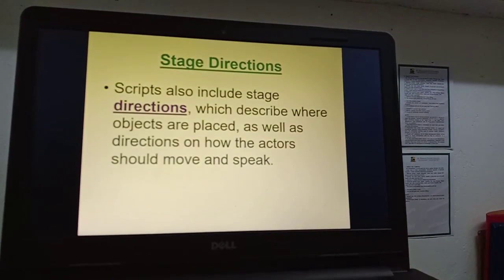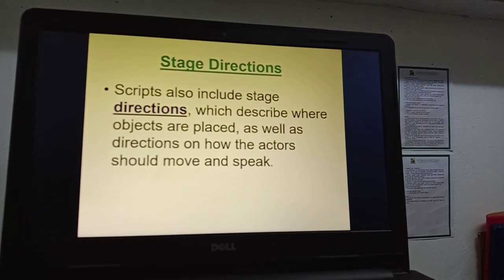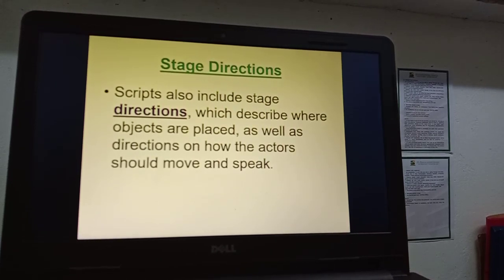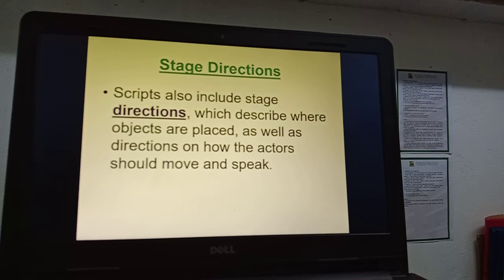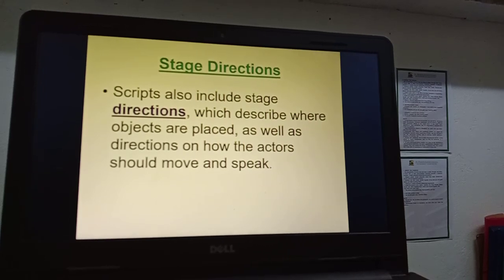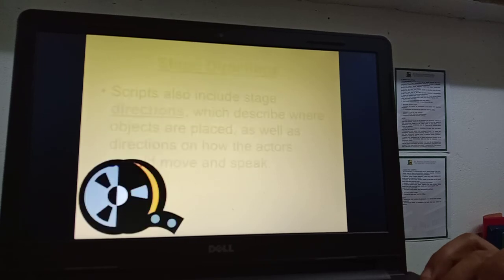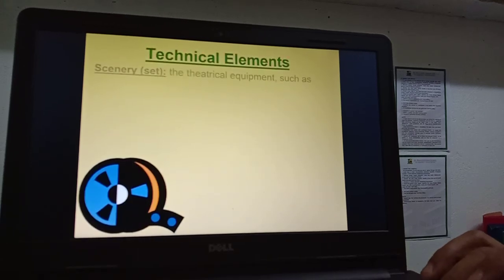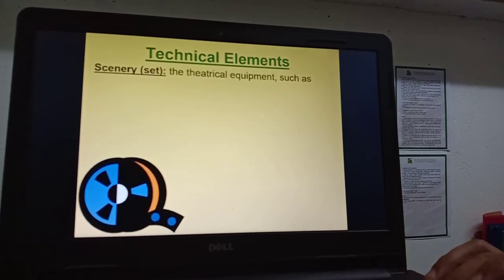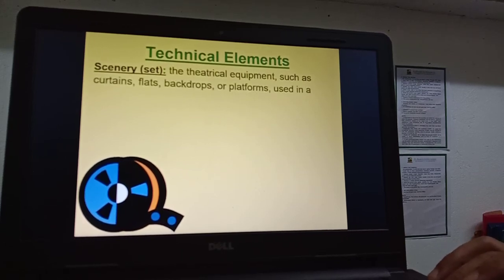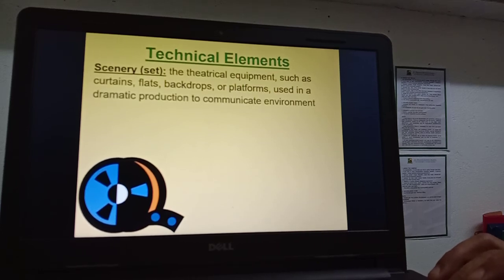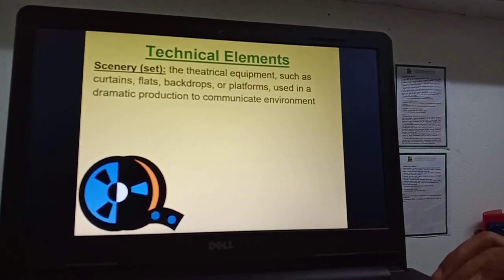The stage directions. The scripts also include stage directions, which describe where objects are placed, as well as directions on how the actors should move and speak. So yung sinasabi ko kanina. The technical elements, the scenery or the set, the theatrical equipment such as the curtains, the flats, the backdrops or platforms used in a dramatic production to communicate environment.